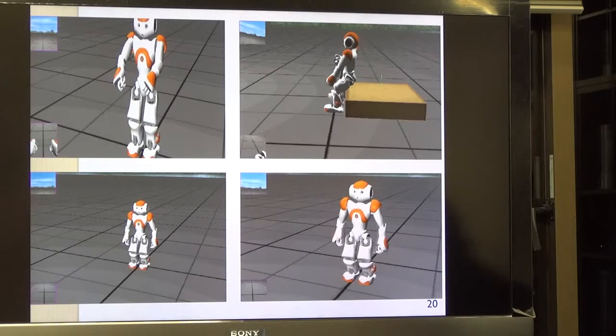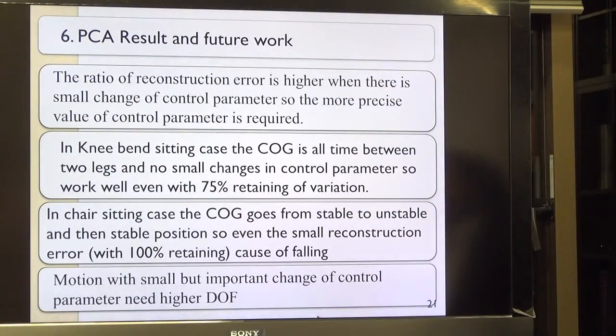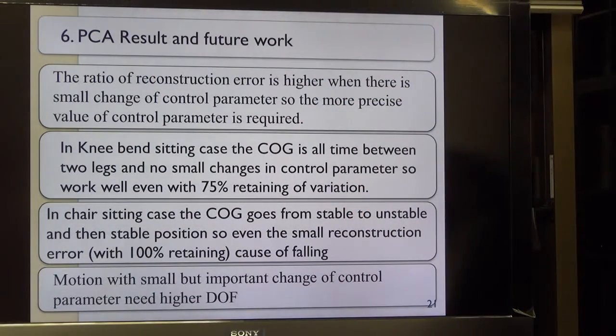But the reconstructed signal, even in this case, is not very perfect, because there are some small motions of the joints which are not perfect after reconstruction. So the result is that if the ratio of reconstruction error is higher than the motion of the joint, it is not good, it is not controlled well.